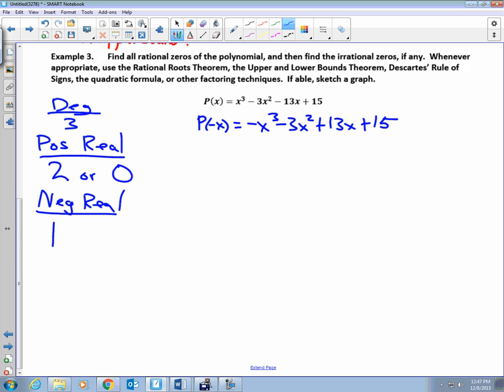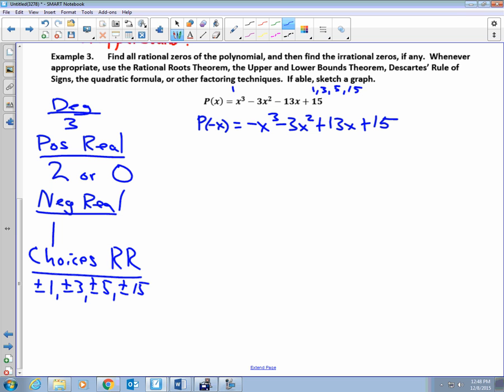Okay. So my p's and q's and choices. What are my p's? 1, 3, 5. And what are my q's? 1. So my choices for my rational roots are plus or minus 1, plus or minus 3, plus or minus 5, and plus or minus 15. Now, it looks like there's 2 positive, maybe 0, but there's for sure 1 negative real root. So would it be reasonable to try negative 1 or negative 3? Yeah. I think it's always just best to start with 1 and then go from there.